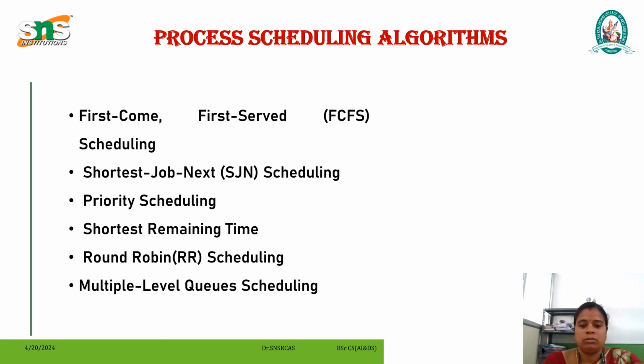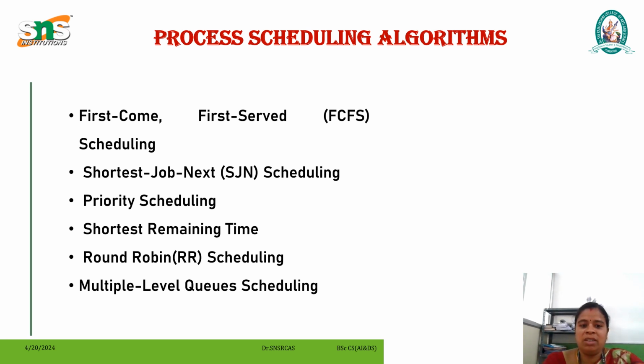Next one, process scheduling algorithm. The process scheduler schedules different processes to be assigned to the CPU, central processing unit, based on a particular scheduling algorithm. There are six popular process scheduling algorithms which we are going to discuss in this chapter.